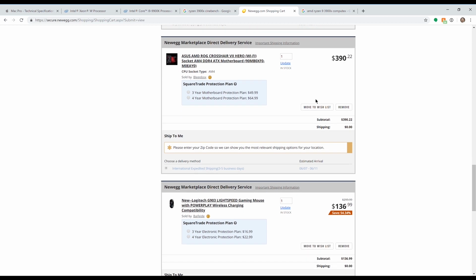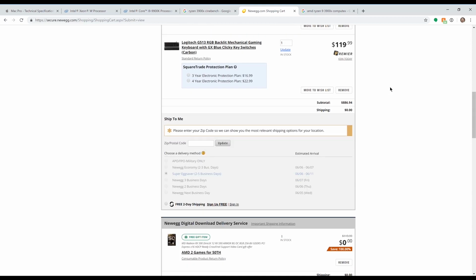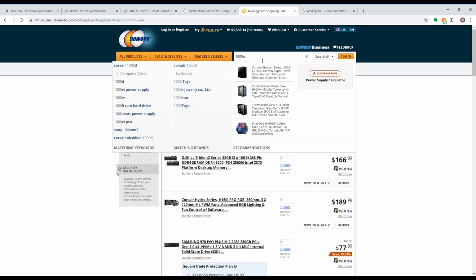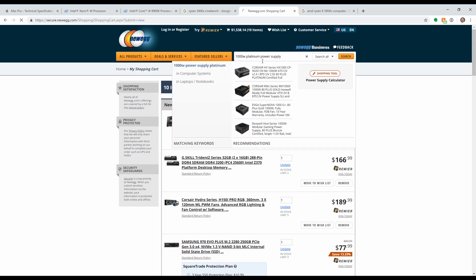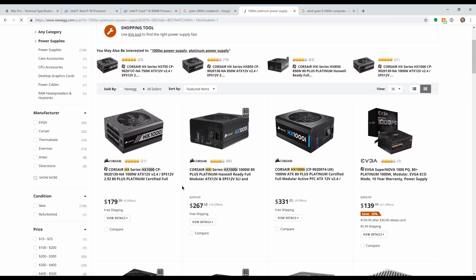And then here's the mouse for $136, which is the mouse I'm using right now and I think is a very good mouse. All right. So this is where I realized that I haven't actually added a power supply to the cart. So I'm going to go up and add one of the best power supplies I could possibly find. So I'm going to add a 1,000-watt platinum rated power supply, which I believe is the best power supply I could put in this build. So I'm going to choose this Corsair one for $179 and add it to the cart.